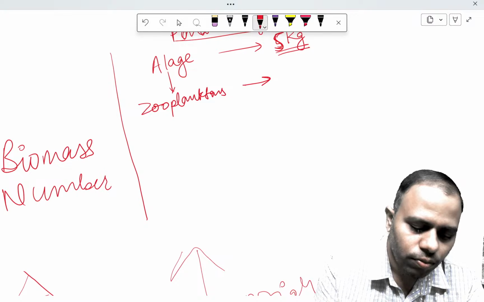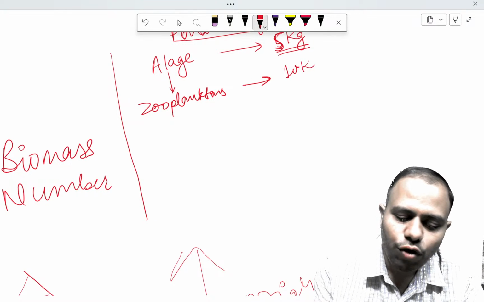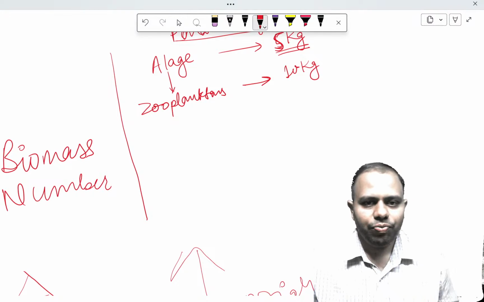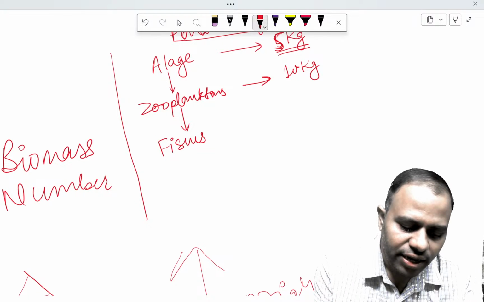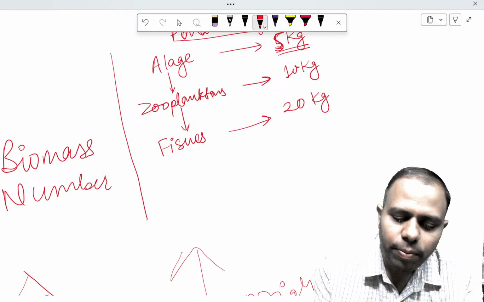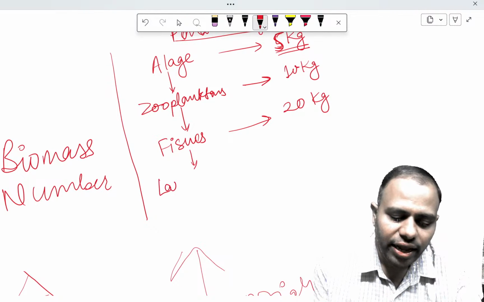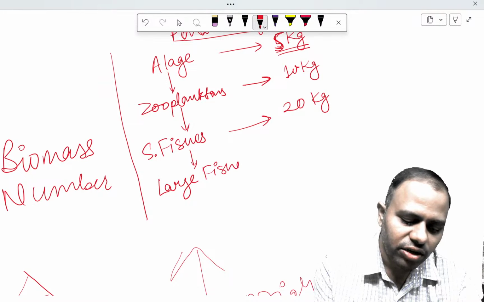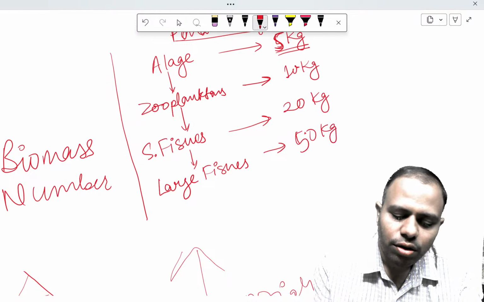Okay, this is eaten by zooplanktons. The combined weight of zooplanktons present in the pond will be more than the algae. Yes, and then the weight of fishes that are eating zooplanktons present in the pond will be, suppose, 20 kgs. We are taking the example. Okay, and then the weight of large fishes will be more than the small fishes. Okay, their weight, suppose 50 kilo we are taking.